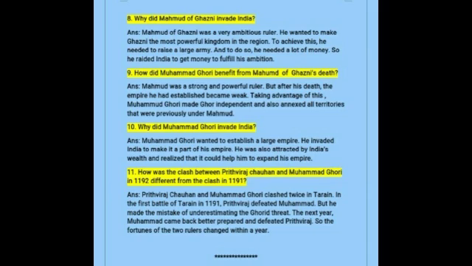Prithviraj Chauhan and Muhammad Ghori clashed in the first battle of 1191. Prithviraj made the mistake of underestimating the Ghorid threat. So the next year, Muhammad came back better prepared and defeated Prithviraj Chauhan. So the fortunes of the two rulers changed within a year.